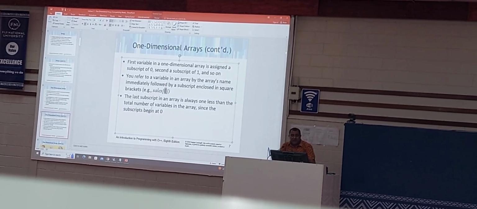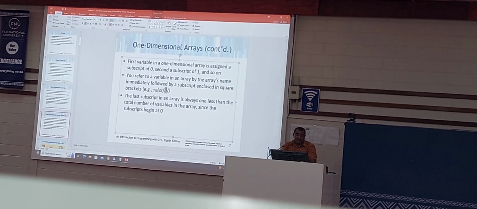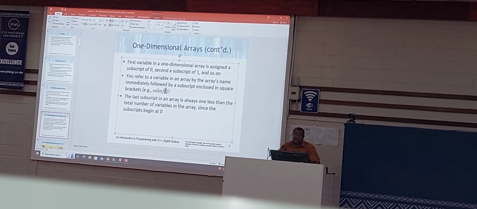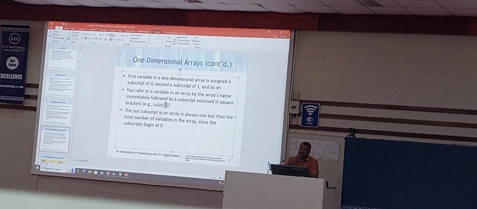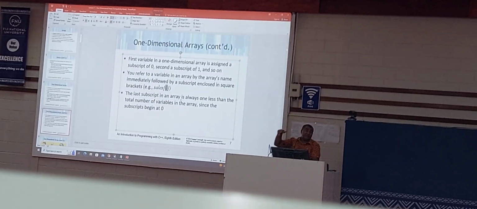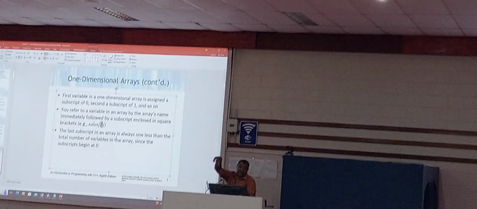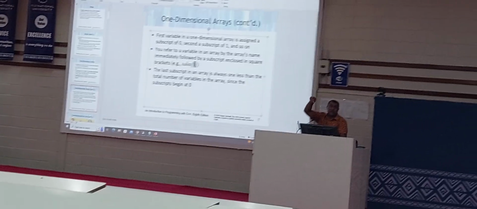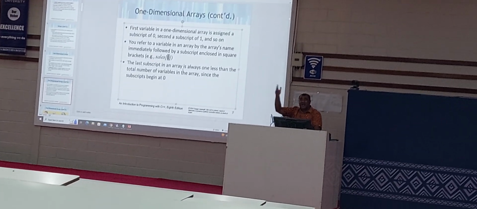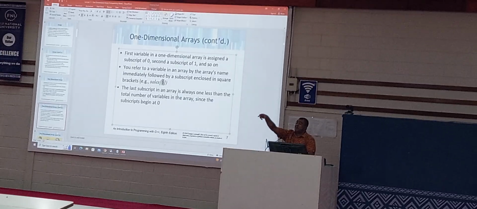The last subscript in an array is always 1 less than the number of variables in the array, since the subscript begins at 0. So in the example I give, if there are 10 elements in an array, the first element is indexed with number 0. The last element, which is the 10th element, is indexed with 1 less than the number of elements. So there are 10 elements, 1 less, 9. From 0 to 9.